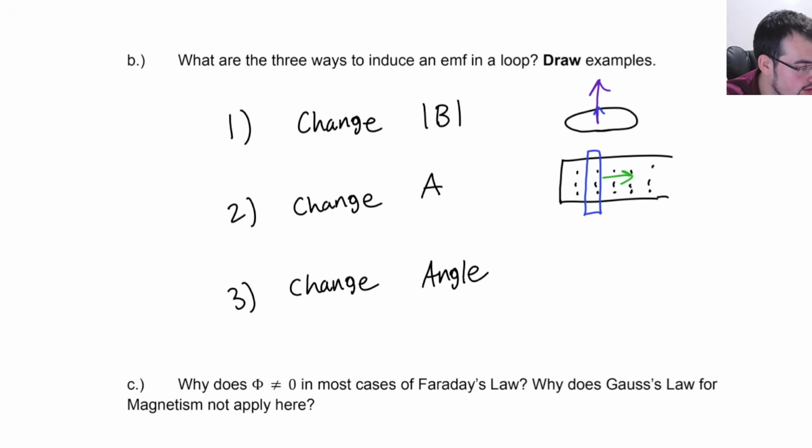Moving bar, right? You're effectively increasing the area of this loop. And then changing angle, this is only ever rotating a loop in a magnetic field. So like this would be something like this, where you rotate the loop. Sometimes it's perpendicular to the field, sometimes it's parallel, changing the angle.